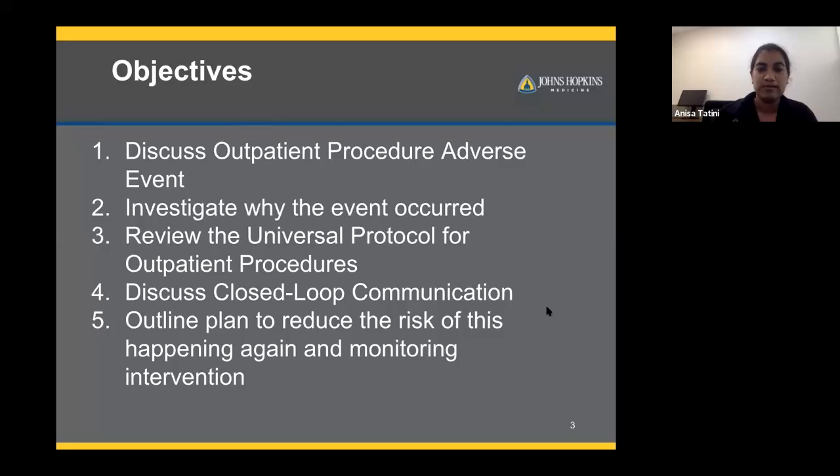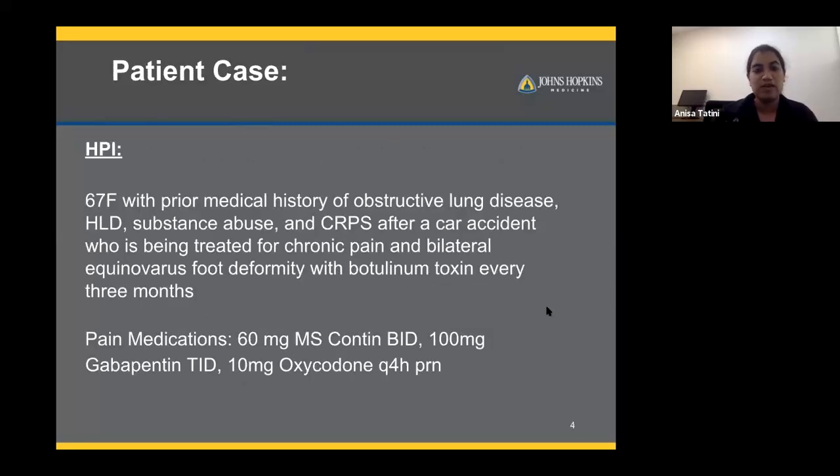All right, so let's start with the patient case. So patient is a 67-year-old female with a prior medical history of obstructive lung disease, hyperlipidemia, substance abuse, and CRPS after a car accident, who is being treated by Dr. Mayer for chronic pain and bilateral equinovarus foot deformity with Botox every 3 months.